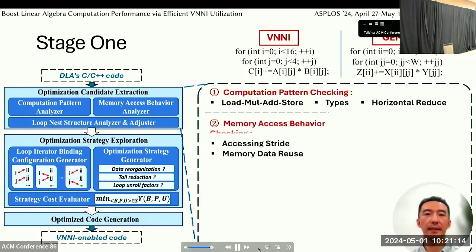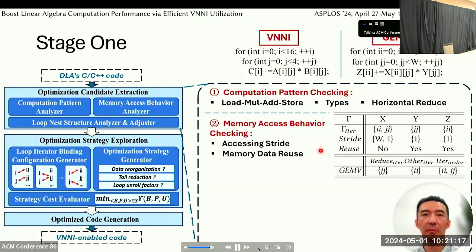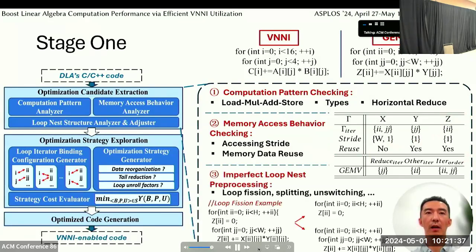We then measure features reflecting the memory access behavior of the processed arrays, such as the memory access stride and which arrays will be used during computation. So the VNNI candidate collects information about the arrays and the strides, given in this table. So we identify all the optimization candidates. We will then transform loop nests with loop fission, subdividing, and unswitching to generate perfectly nested loops, which facilitates the transformation of the intermediate stage.